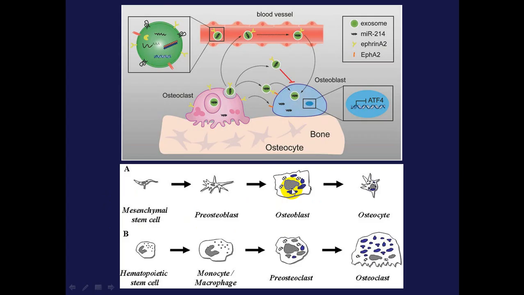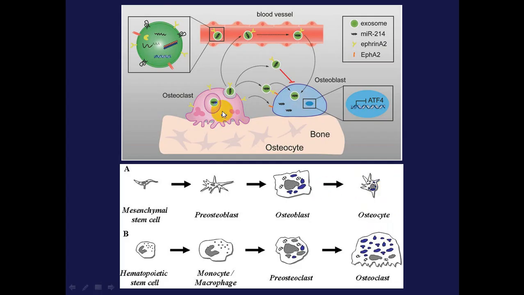Osteoblasts have quite large cytoplasms. The cytoplasms contain a lot of organelles, and these osteoblasts will later differentiate into mature osteoblasts that we call osteocytes.